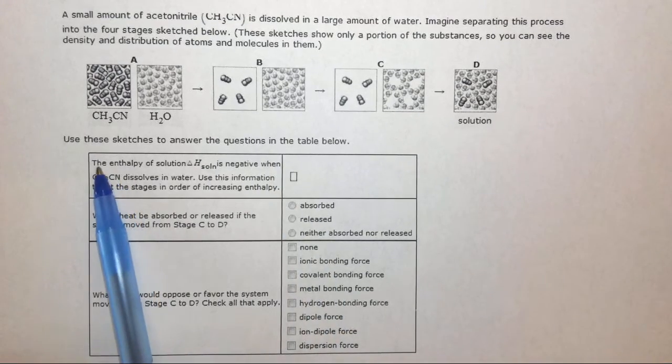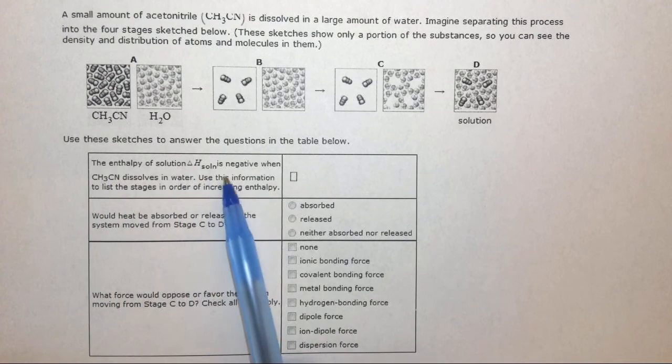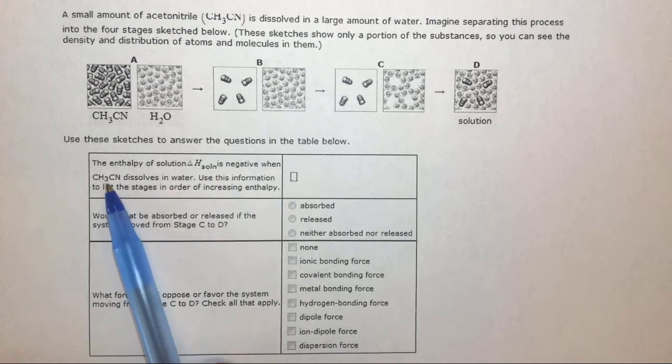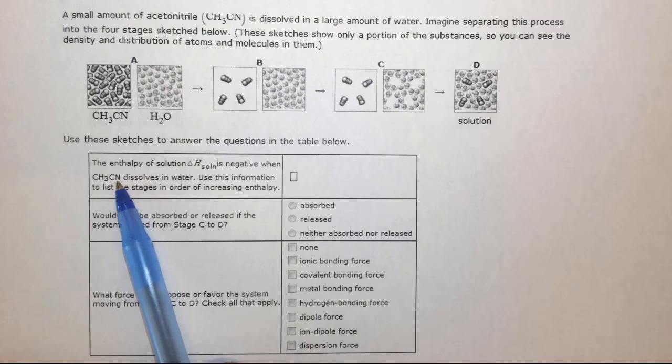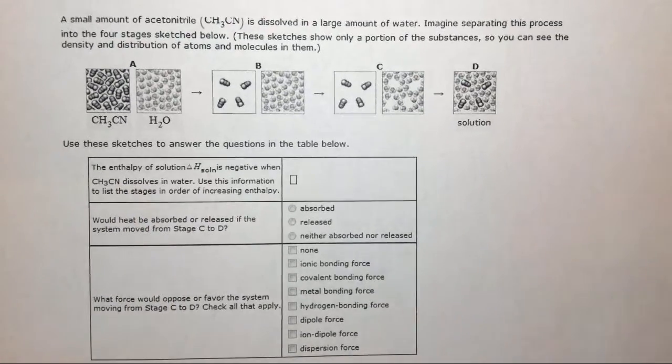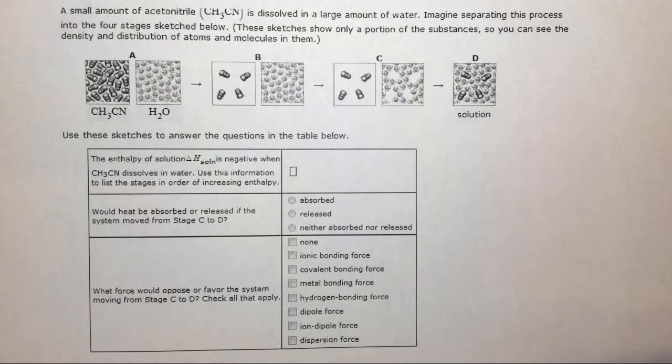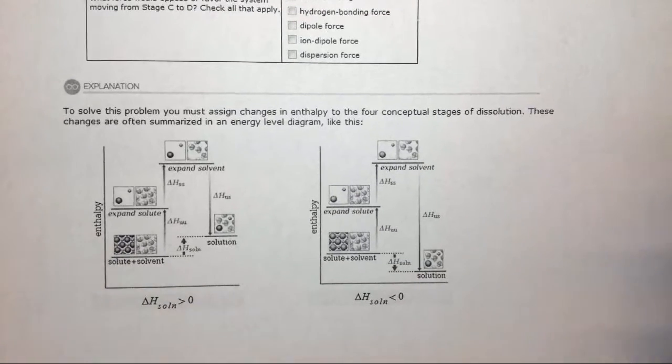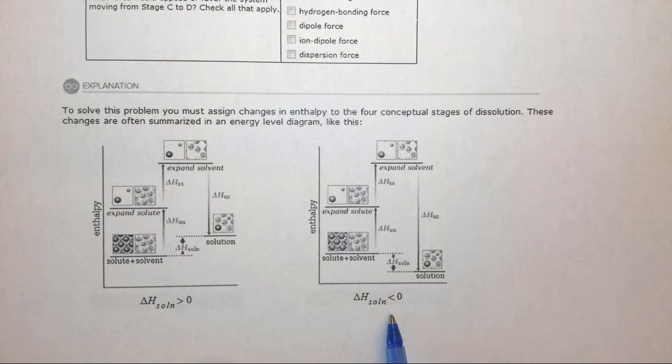In the first box it says the enthalpy of solution, delta H solution, is negative when CH3CN, acetonitrile, dissolves in water. And then we want to put these different stages in order. In order to do that, we need to think about what is going on in this case. First of all, the enthalpy of solution is negative. So that means that this process is exothermic. So energy is released when a solution forms.